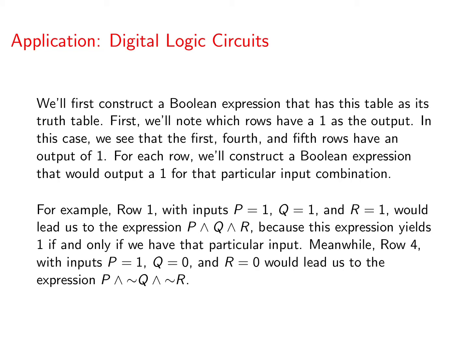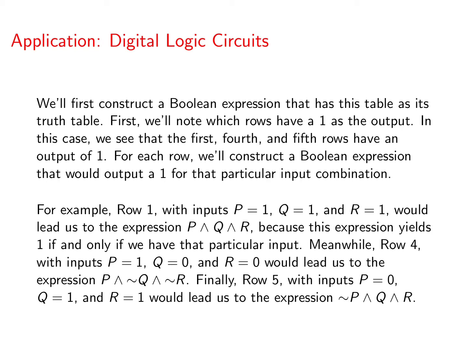Now look at row 4. That has an input of p equals 1, q equals 0, r equals 0. That leads us to the expression p and not q and not r. That expression will output a 1 if and only if p is equal to 1, q is equal to 0, and r is equal to 0.